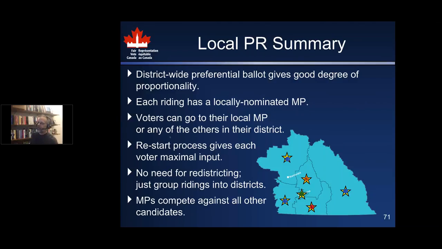Because it's a district-wide preferential ballot, that gives it a good degree of proportionality, as good as the other systems that we've been looking at. Each riding ends up with a locally nominated MP, and those voters can go to their local MP, or any of the others in their district. For example, a Green voter from way out in the east could go to the Green MP associated with the Kelowna riding, or they could go to their local Conservative, either way.